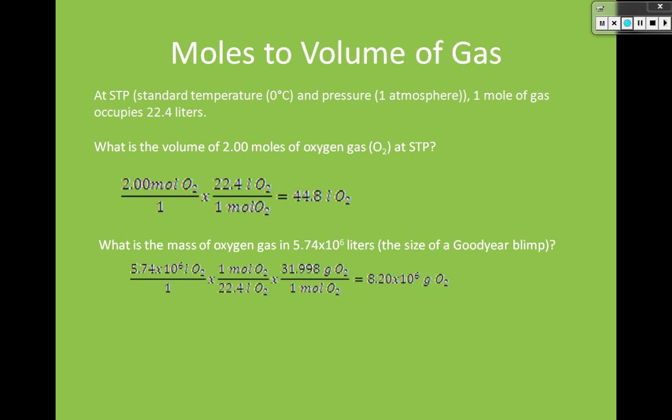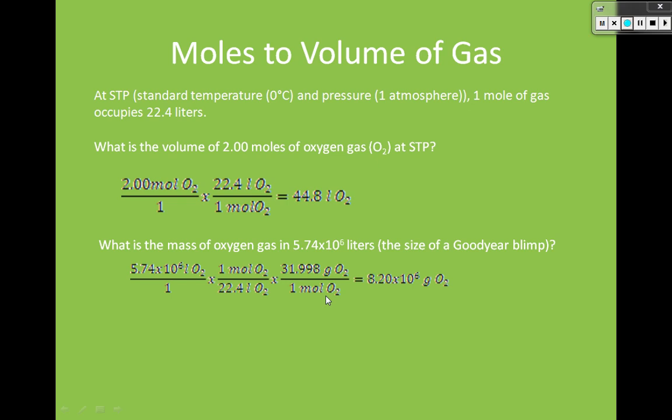So here we're going from mass all the way to liters. Thinking about the mole map, you want to go mass, back to moles, and then over to liters. So we have 5.74 times 10 to the 6th liters, which was our given. And then we're going to convert liters to moles. So we cross cancel the liters, so we put our 22.4 on the bottom. Actually, now that I'm saying this, I think I said it opposite. We want to go from liters to moles to mass, not mass to moles to liters. So we're going to cancel our liters, and that's going to leave us with moles. And then we can set up the second part.